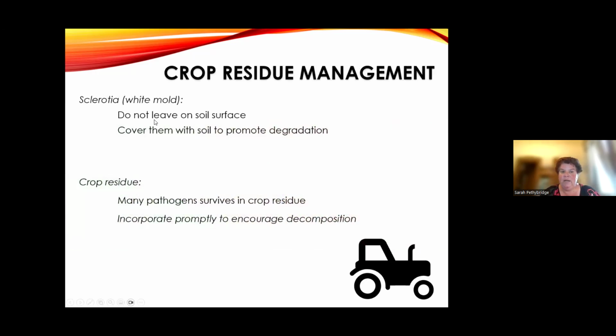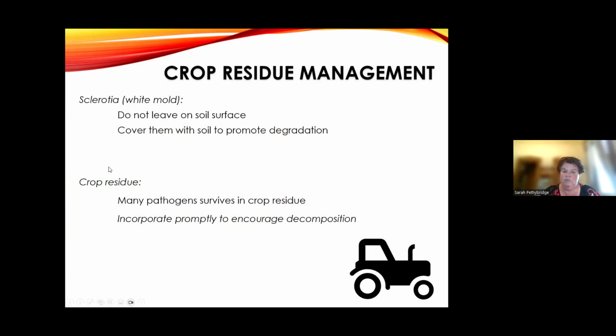Now, if we've had an outbreak of white mold this year, we can look at ways to minimize the carryover of that inoculum so it doesn't cause as much disease as it could in subsequent crops in future years. For sclerotia, the resting body of the fungus that causes white mold, we recommend not leaving them on the soil surface. If you can, do some shallow tillage to cover them with soil, which promotes their degradation. In our trials in New York, that promoted degradation at a faster rate than if we left them on the soil surface subject to the elements.